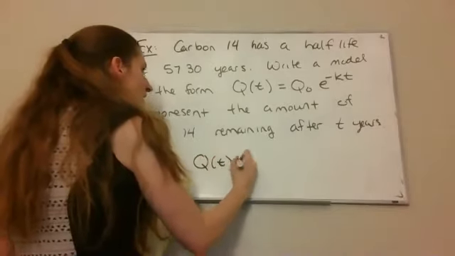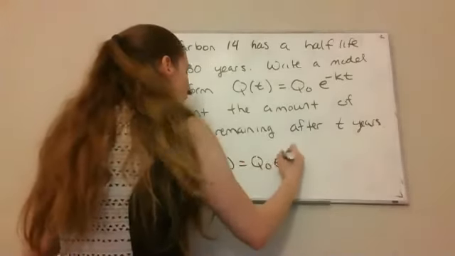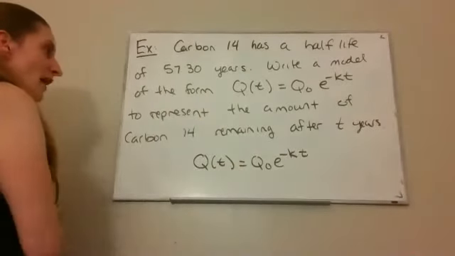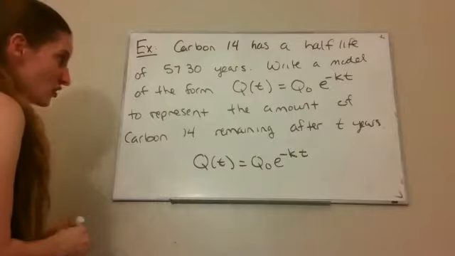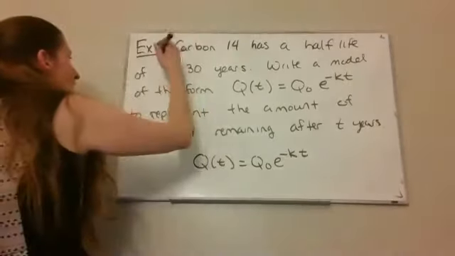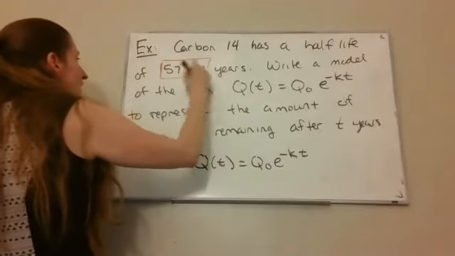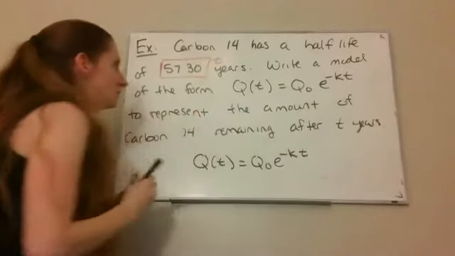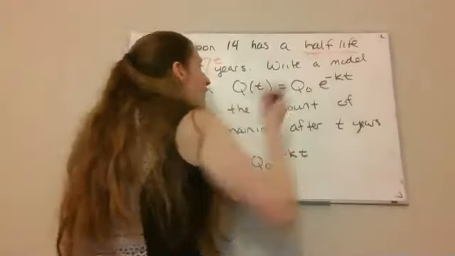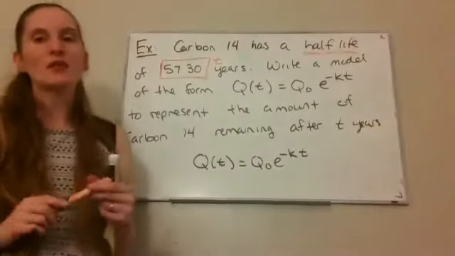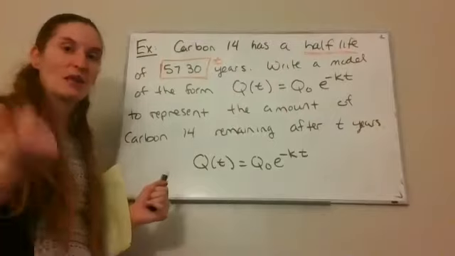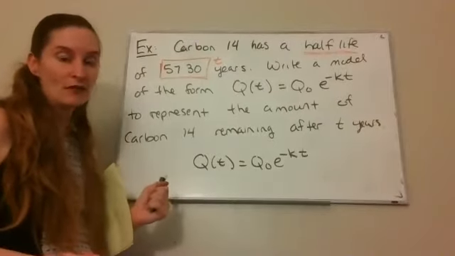I have Q of t equals Q0 e to the negative kt. And really, it looks like I don't have a lot of information in this problem. The only number that I'm given is this 5,730 years. That is t. And the only other thing I have is that this is a half-life. They're not telling me how much carbon-14 I'm starting with, none of that. But that's okay because we know the definition of half-life.